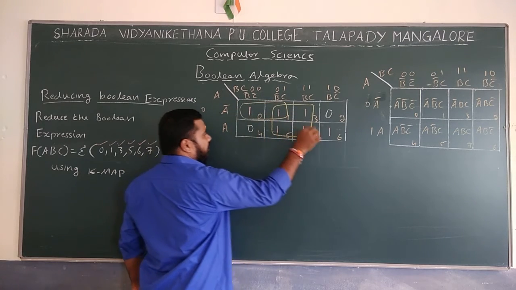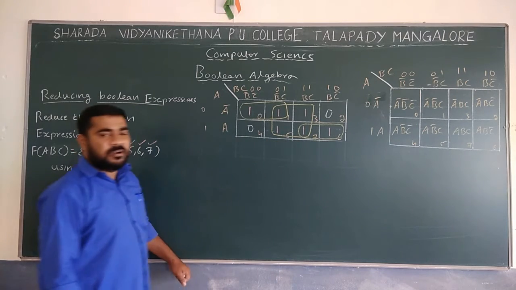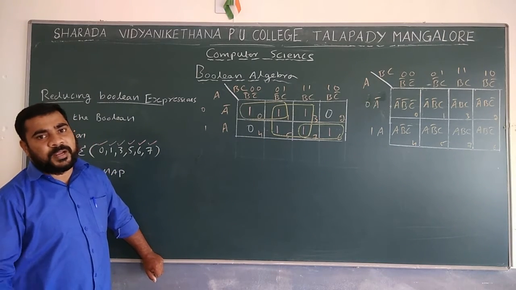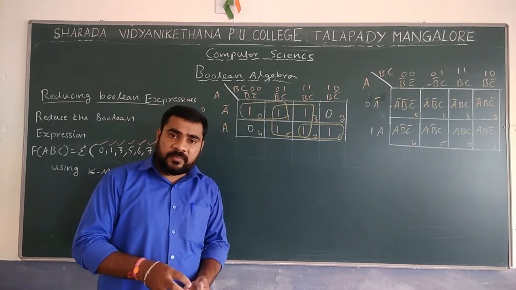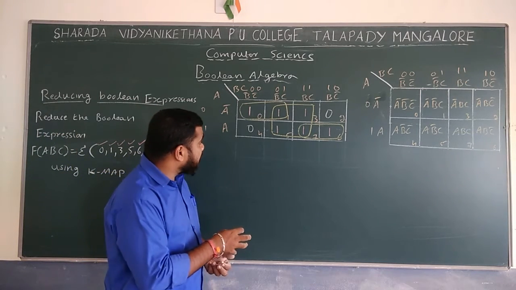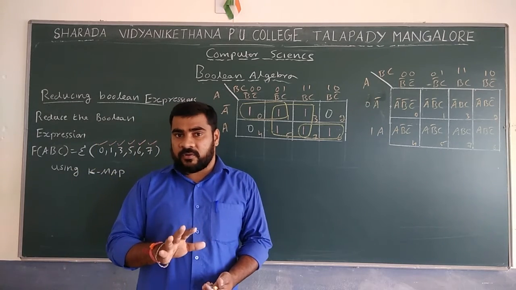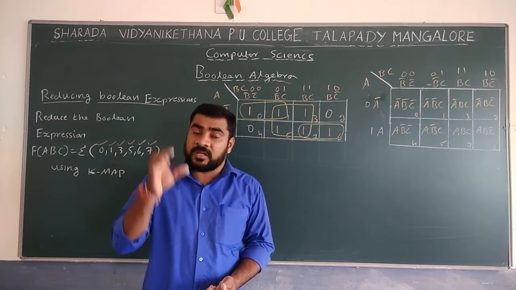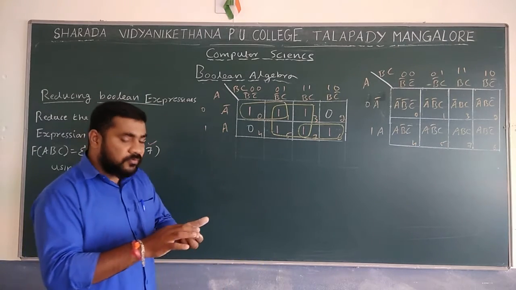Overlapping, this one we can add, and this one also we can add with overlapping. So we got 2 overlapping pairs and 1 quad. After grouping, just check whether any cells are remaining. All the cells which are marked as 1 should be covered. Then only we can go for reducing.